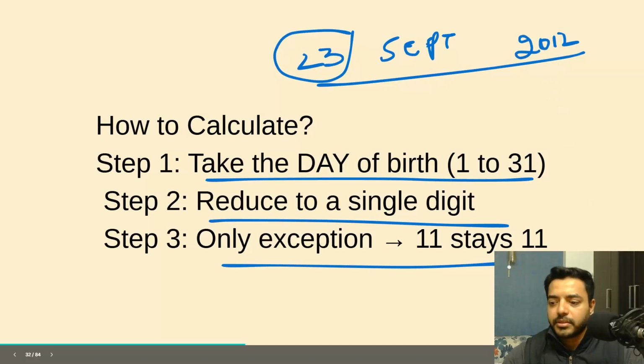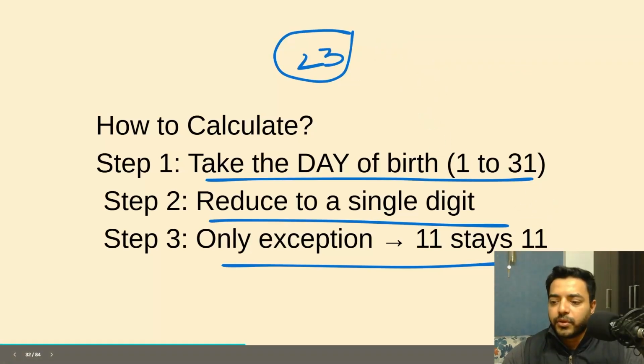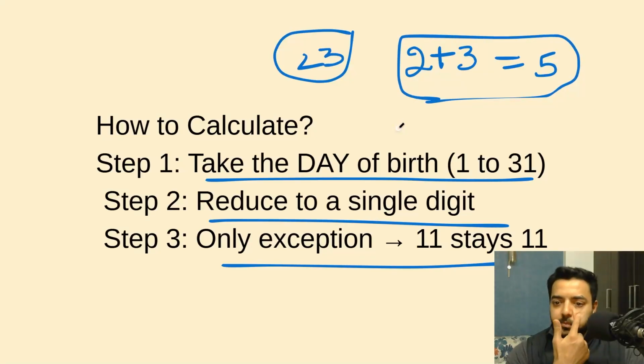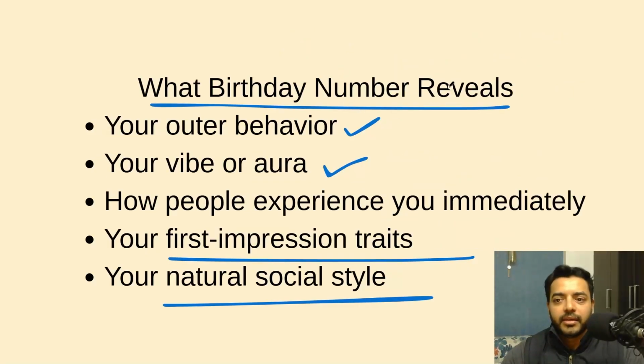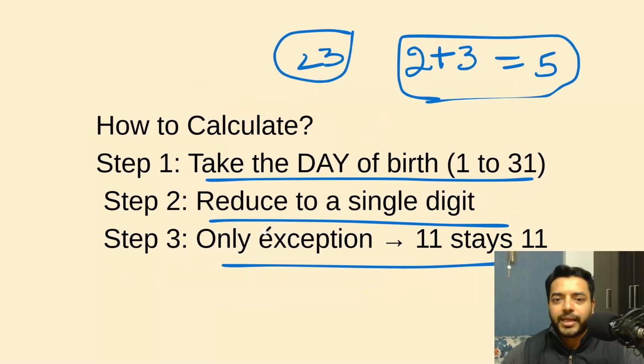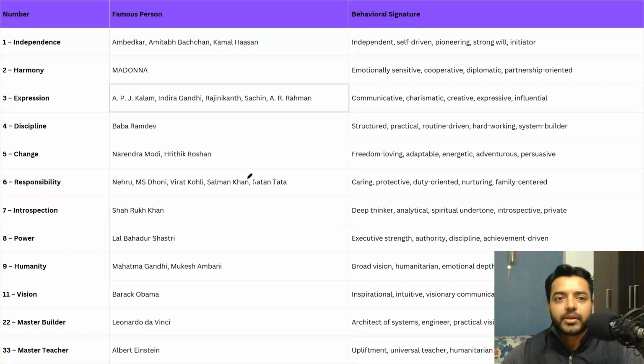So we are just going to take 23 as a number and we are going to add 2 plus 3 and we are going to say it as 5. So 5 is your birthday number, right? This is what your birthday number is. The paint job. What color do you feel? Somebody sees you. What color do you think they feel you are, right? Your aura. So that is the birthday number.